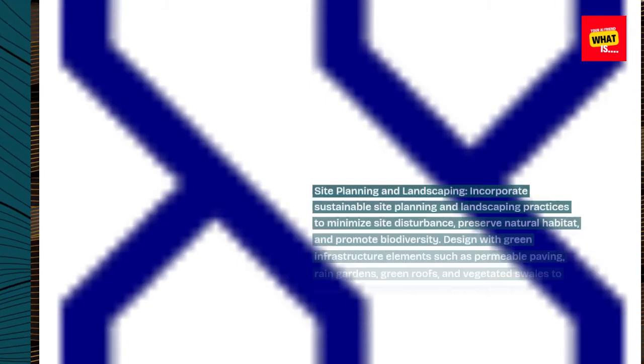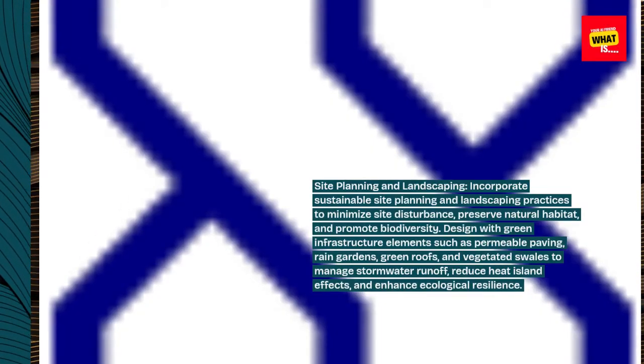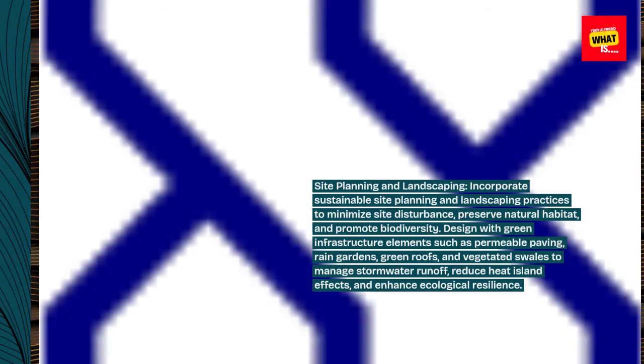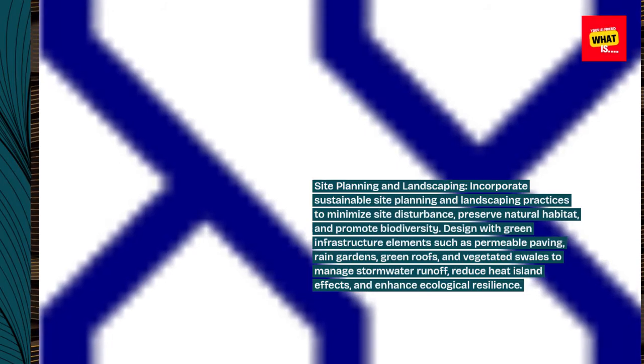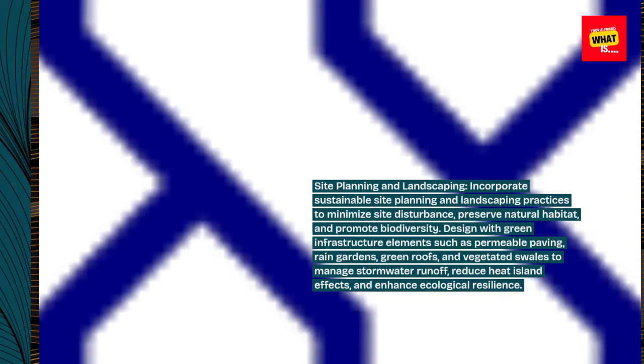Site planning and landscaping. Incorporate sustainable site planning and landscaping practices to minimize site disturbance, preserve natural habitat, and promote biodiversity. Design with green infrastructure elements such as permeable paving, rain gardens, green roofs, and vegetated swales to manage stormwater runoff, reduce heat island effects, and enhance ecological resilience.